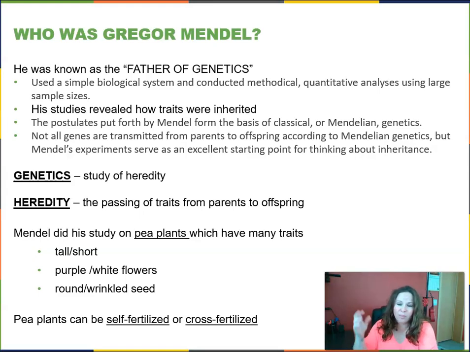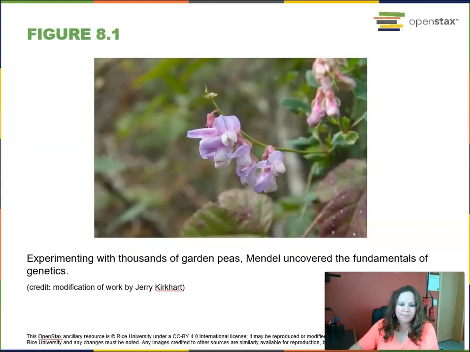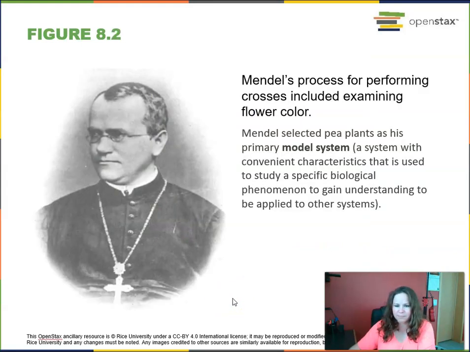Self-fertilized meaning you can take the pollen from the same plant and fertilize the same plant, or you can take the pollen and fertilize different plants. That's what cross-fertilization means. And there's a picture of a pea plant in this slide with purple blossoms, purple flowers. And Mendel's process for performing crosses included examining flower color. And he selected pea plants as his primary model system.